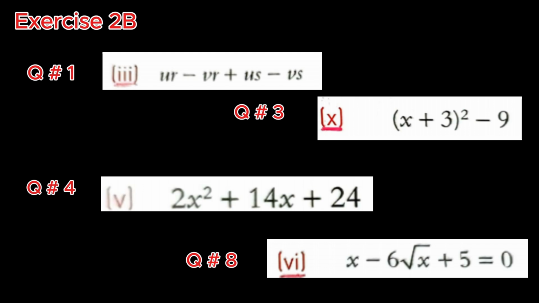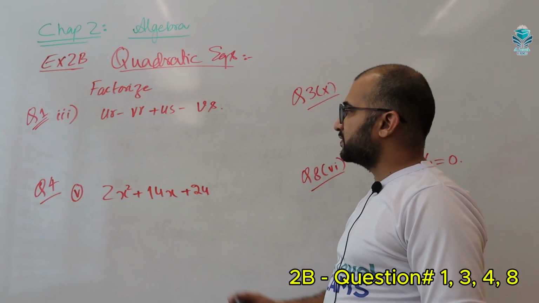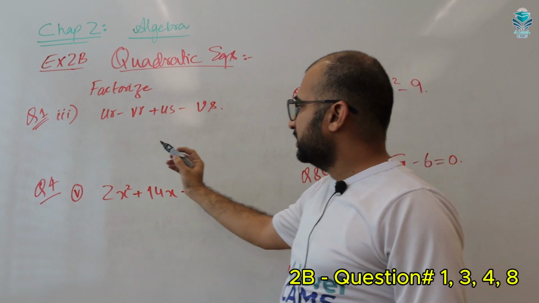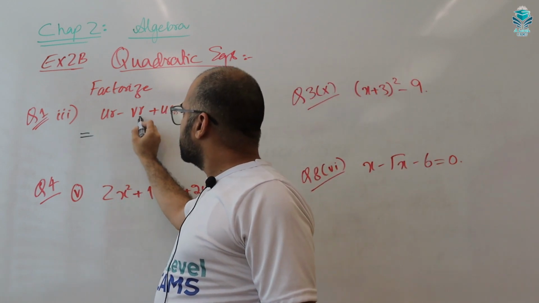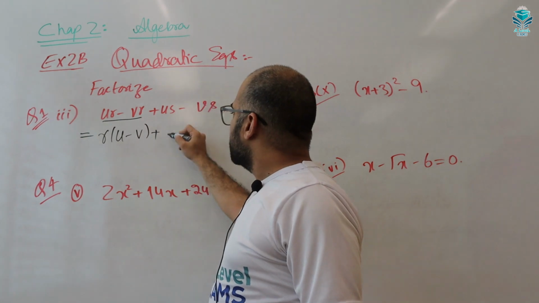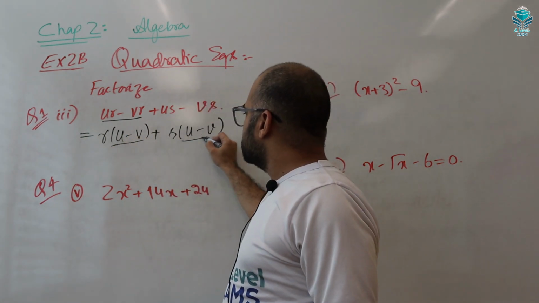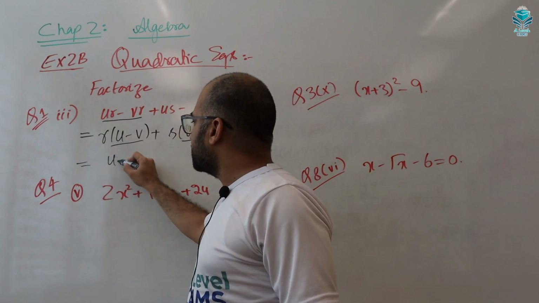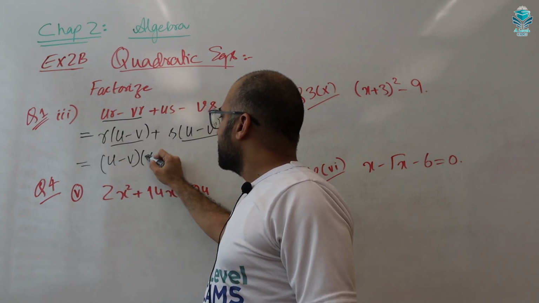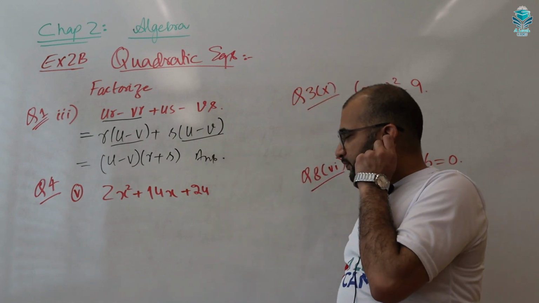In this lecture we will solve exercise B. It says factorize this expression. It is a linear expression. You can take common r from here and you have u minus v. S from here you have u minus v. So from this you can again have a factor u minus v common and the remaining is r plus s. This is your answer.